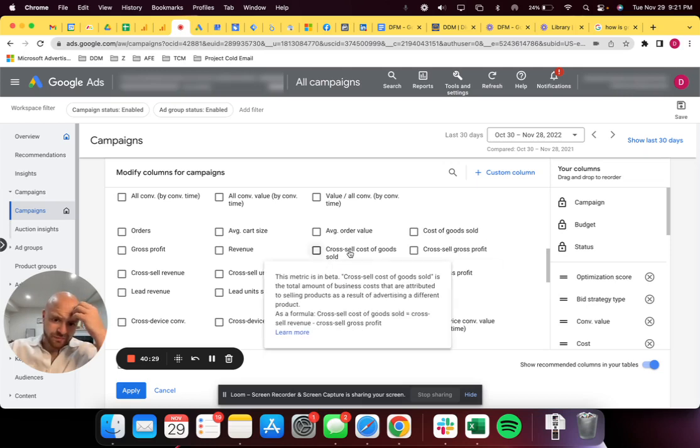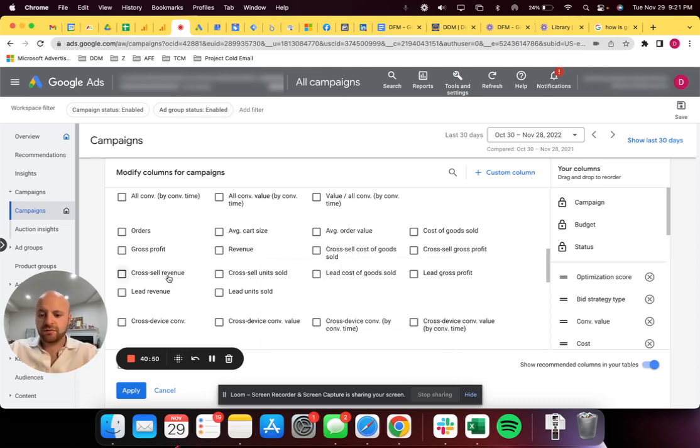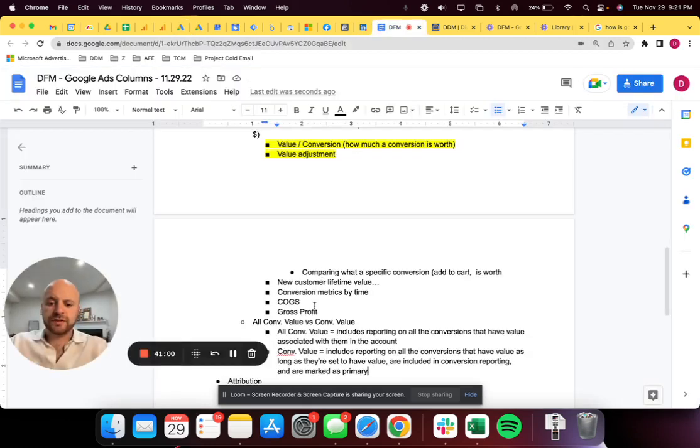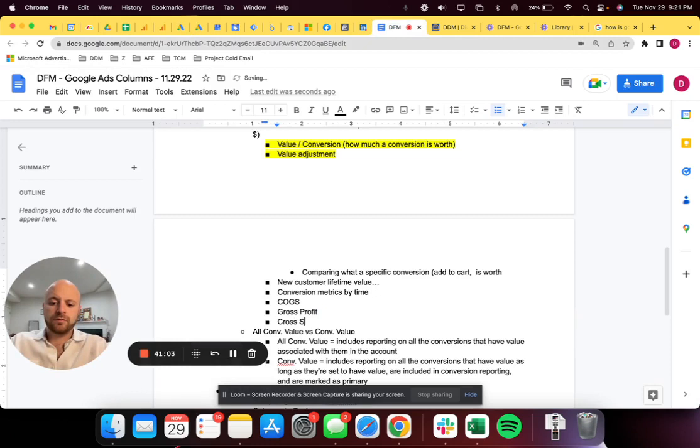Cross sell, cost of goods sold. What's that? It is the total amount of business costs that are attributed to selling products as a result of advertising a different product. That's interesting. I don't really need a cross sell COGS. I need just cross sell stuff, cross sell units sold, cross sell revenue. That's cool. I'd like to learn a little bit more about cross sell. I wonder if that could be applied to different applications too.